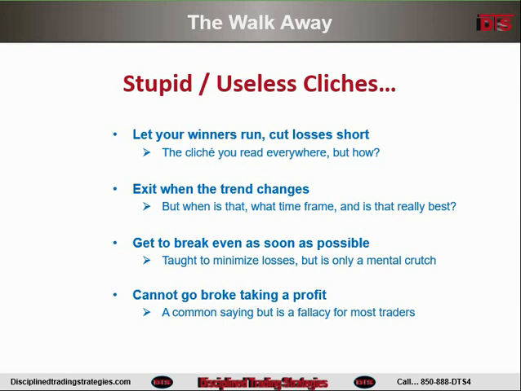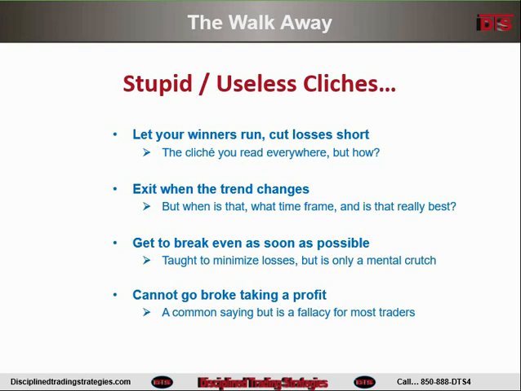Can't go broke taking a profit. That's just idiot speak. Unfortunately, this becomes one of the most commonly phrased excuses for traders to take money in a trade without any plan, rationale, concept. And while theoretically it's true, if you never had a losing trade, I guess you wouldn't be a loser, I don't know. But you do have losing trades.